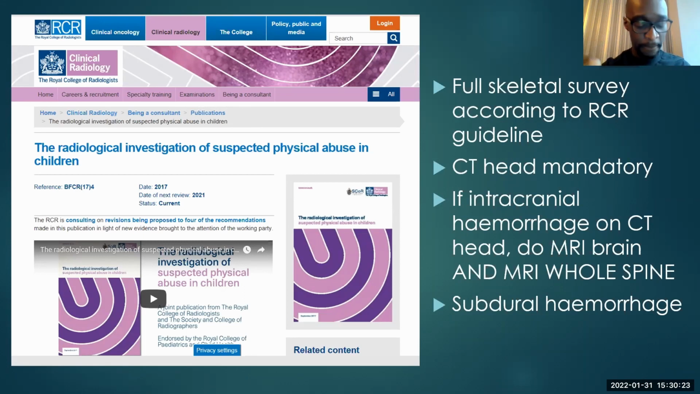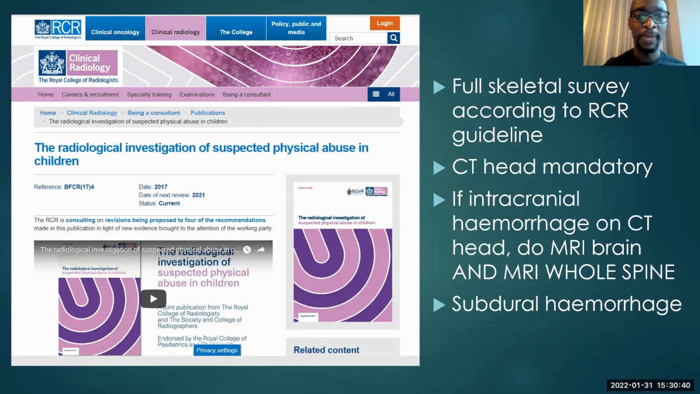And there's a consent form that the parents have to sign to give their permission. They kind of have to give their permission anyway, because now they're under suspicion, or at least to say that they have acknowledged that this is the process that they need to undergo. So we do a full skeletal survey.